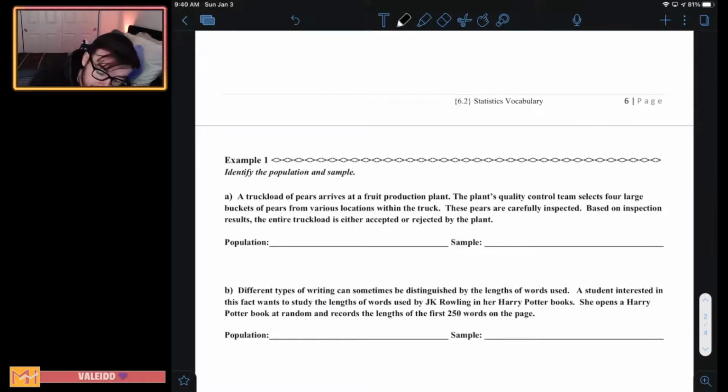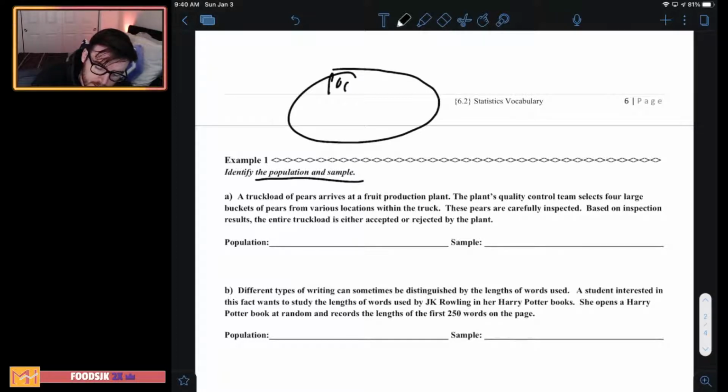So identify the sample and population. And again, to go back to my definitions, population is the big group, sample is the small group, right? Think of it as, here's population, sample is just a little piece of that, okay? A truckload of pears arrives at a fruit production plant. The plant's quality control team selects 4 large buckets of pears from various locations within the truck. These pears are carefully inspected. Based on inspection results, the entire truckload is either accepted or rejected.